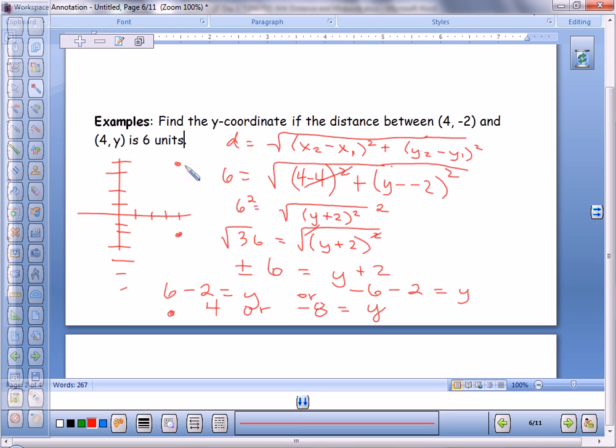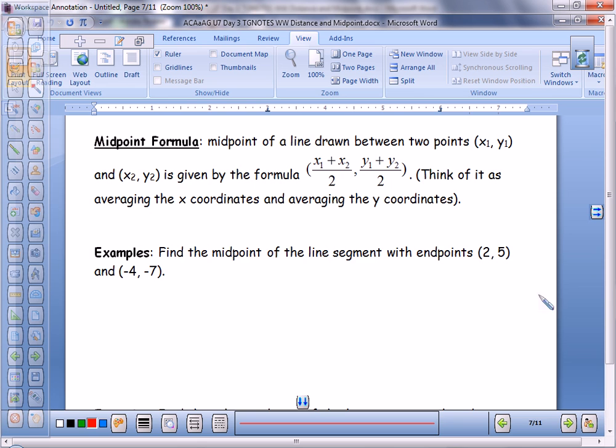Okay? All right. Midpoint. The midpoint of a line drawn between the points (x1, y1) and (x2, y2) is given by this formula. So the midpoint is the point on the line that divides the segment into two congruent segments. So you average your x's and you average your y's to get that midpoint. This is simple. So if we have the endpoints (2, 5) and (negative 4, negative 7), you add up your x's, divide by 2. Add up your y's, divide by 2. That's all there is to it. Add them up, divide by 2.